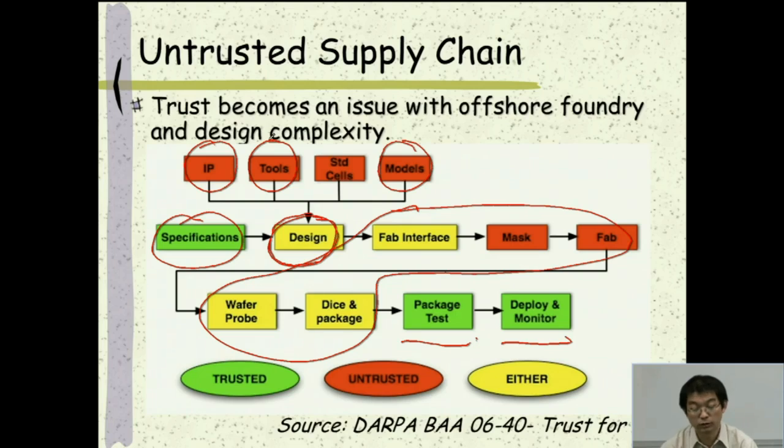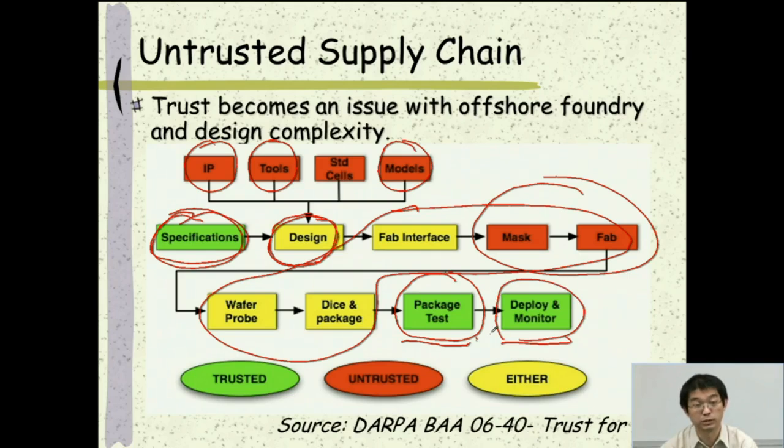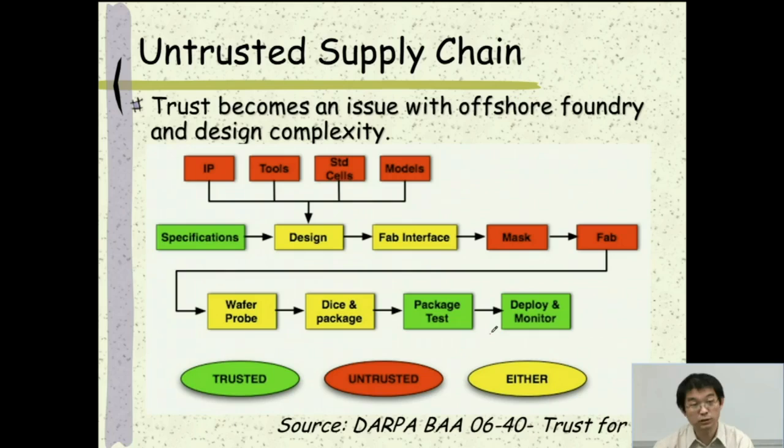And also when we talk about the foundries, these are overseas offshore foundries. They are out of our control. So what we have here is only the phase when we specify the system, we can trust it. When we get the system back, we can do the test by ourselves. We'll trust our testing. When we deploy the system, when we monitor the system, we can trust this. And everything in the middle, we may not trust.